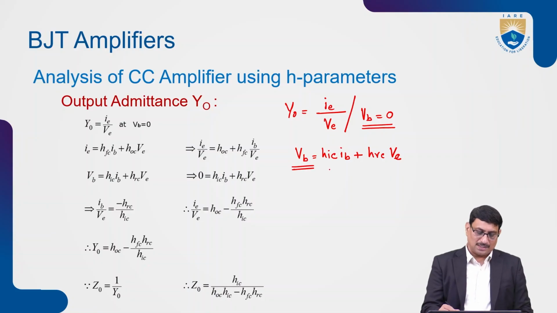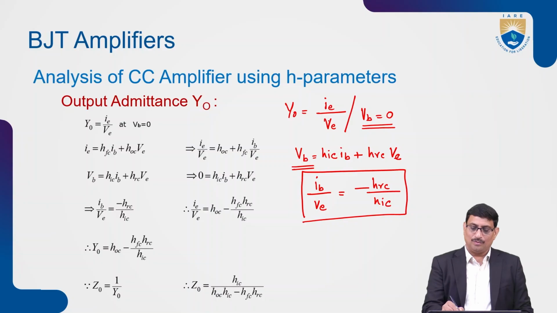By substituting that, I will calculate IB divided by VE, and this value is given by minus HRC divided by HIC. Once this value is calculated, now we will move on to calculate the output admittance, which is IE divided by VE. Therefore, I will take the output current expression, IE equal to HFC into IB plus HOC into VE.